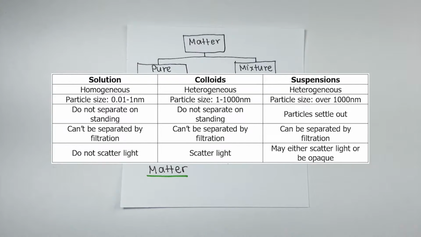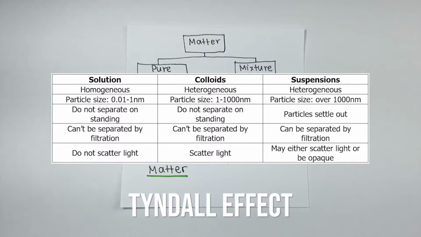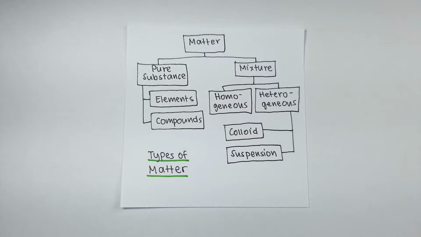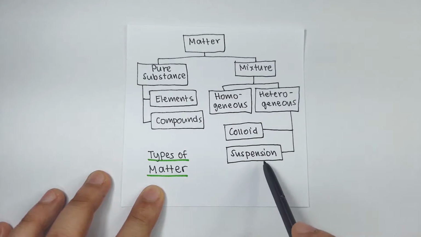Ito yung mga differences nila, and I got this from one website. Tandaan nyo na lang, class, na yung colloids scatter light, and yung scattering of light is known as Tyndall effect. While homogeneous solutions do not scatter light. Okay? So yung last type of heterogeneous mixture is yung suspension.